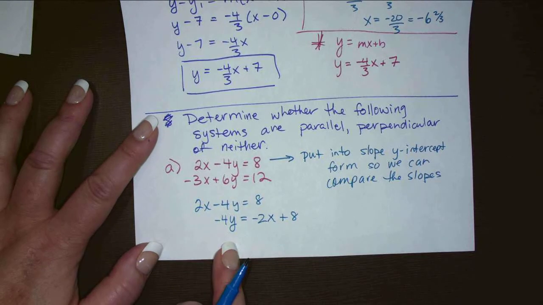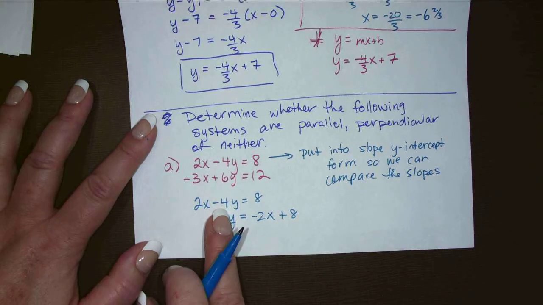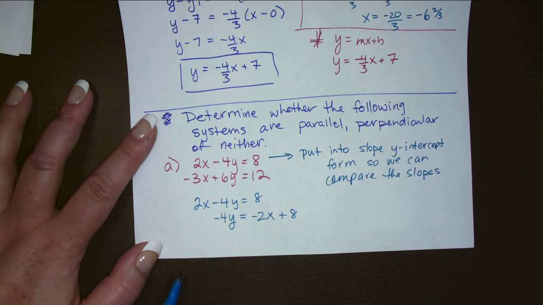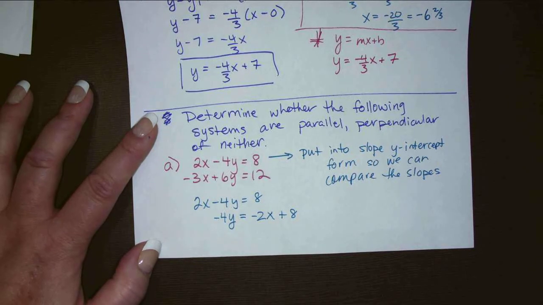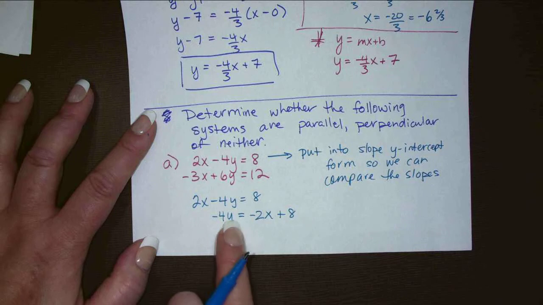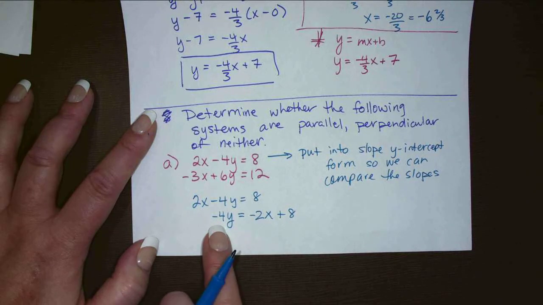What's that? Yeah, it totally would. He said, would it be better to move the 4y over so it's positive, and probably it would be, right? But the y needs to be on one side, so it doesn't really matter. How do we get rid of the minus 4? Because slope y-intercept form has a y with a coefficient of 1 only. You can't have anything else in front of the y. So how do we get rid of that?